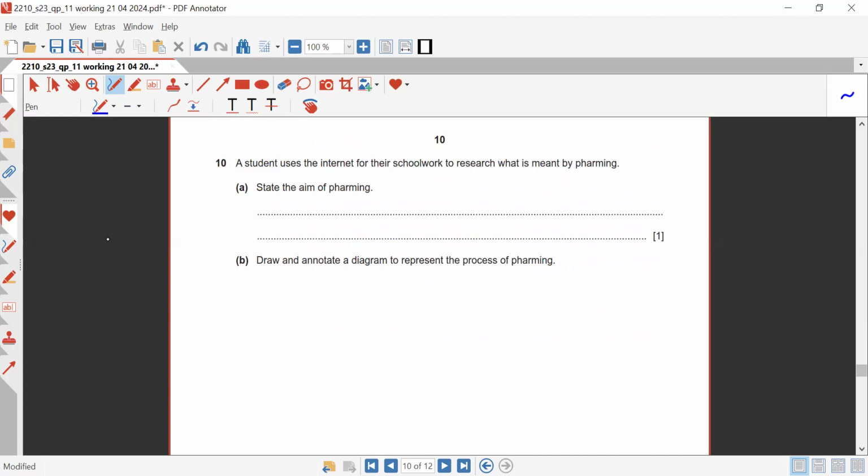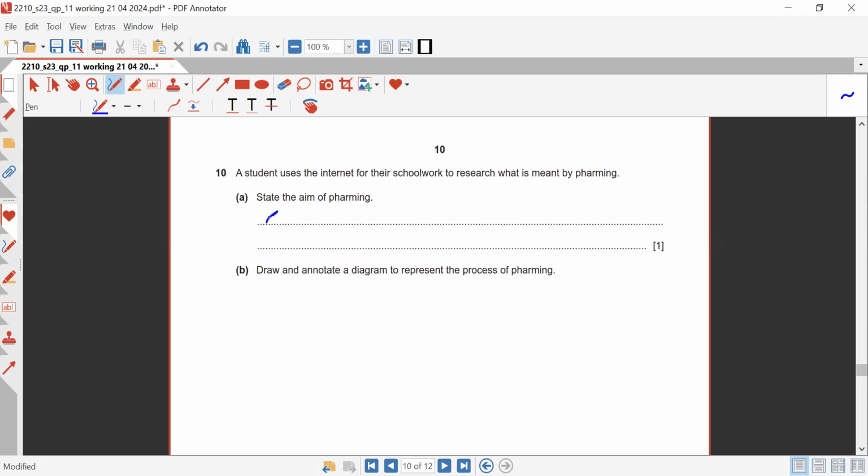Okay, now they are saying a student uses the internet for their schoolwork to research what is meant by pharming. Okay, now they are asking about the pharming. So what is pharming? Pharming is something you may write down. Sorry, state the aim if they're not asking to define. So the aim is to gain your personal data or your personal information, your bank details mostly. Okay, so you may write it down: to access your personal information.